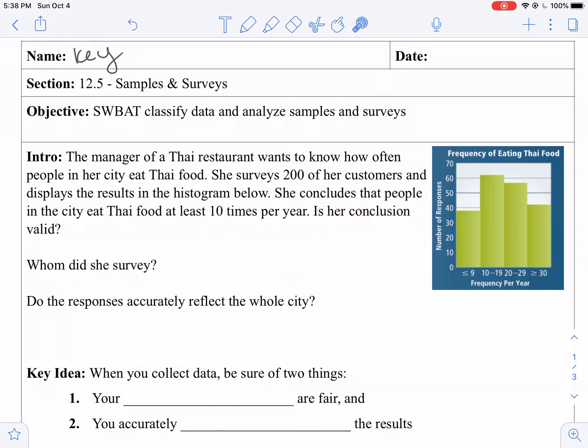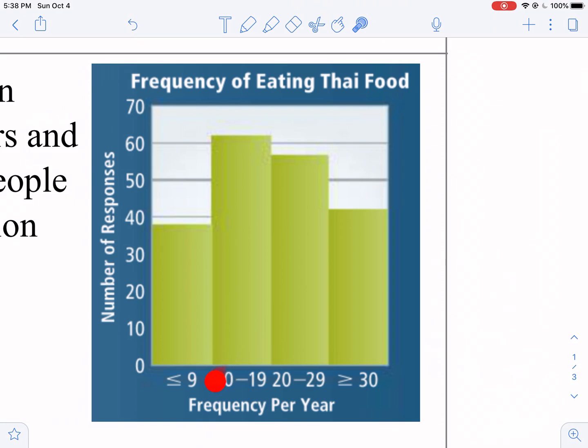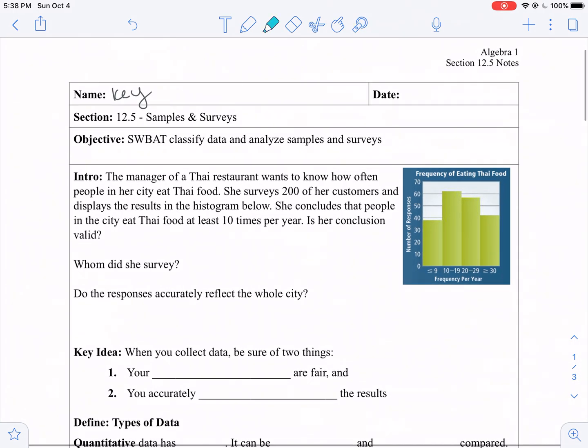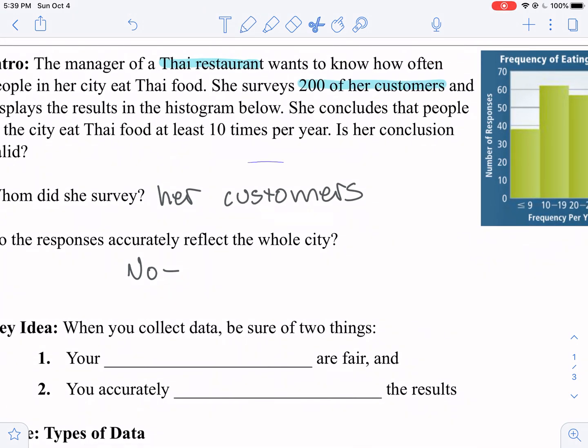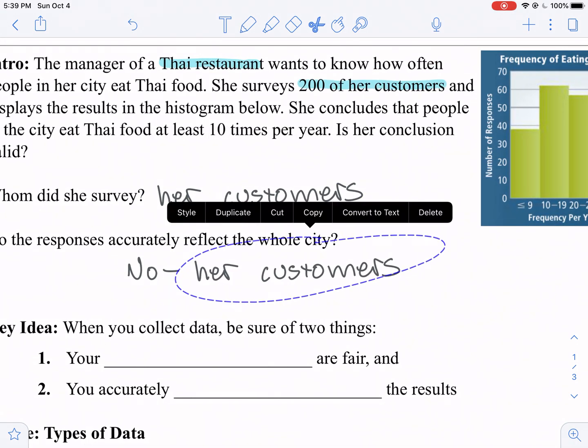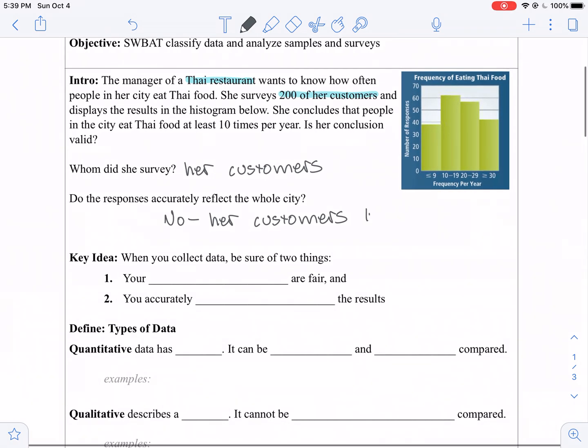Is her conclusion valid? Well, let's look here. Look at our histogram. If they eat at least 10 times per year, there's these guys and these guys and these guys. That's a pretty valid conclusion, except she surveyed 200 of her customers. Her customers are people who, of course, regularly eat Thai food. So, of course, those people eat Thai food a lot. They literally come to her Thai restaurant. So it does not accurately reflect the whole city because, yeah, her customers like Thai food, but other people in the city might not.